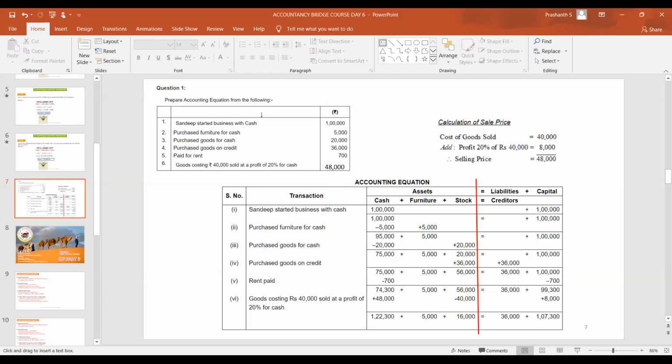So let us mark. Sandeep started with the cash. What is this? This is capital. Slowly understand. Okay. If time is completed, I think this one will end. Don't worry, tomorrow we'll catch up. So this is capital.